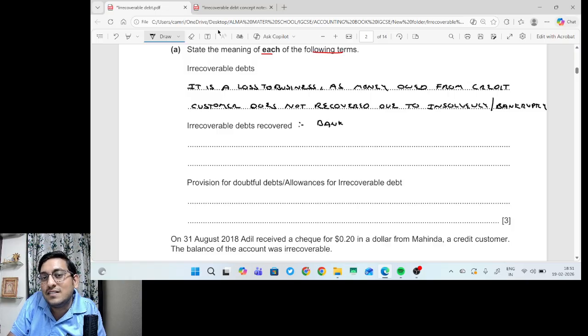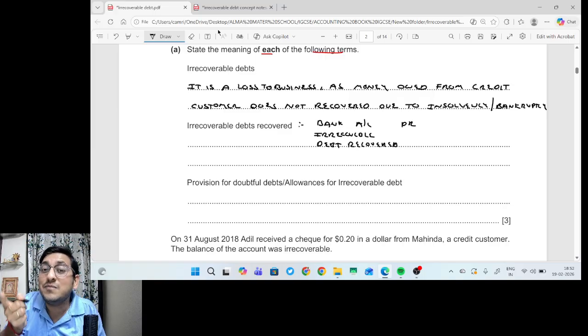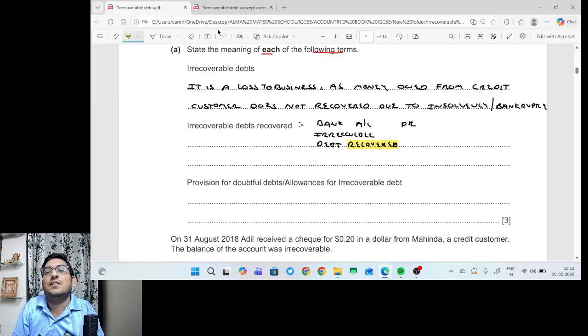Bank account debit, irrecoverable debt recovered account credit. Don't write irrecoverable debt, right? This particular term is important, recovered, because irrecoverable debt is a loss and irrecoverable debt recovered is an income in the year in which it is received.